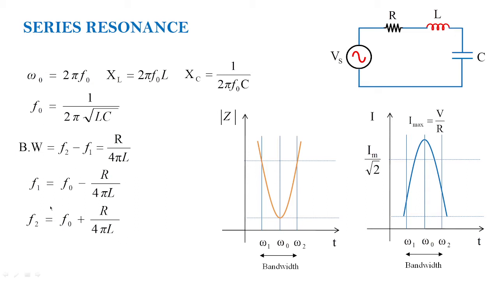With all these derivations, we determined the quality factor of the series resonant circuit, which is equal to 1 by R under root of L by C. These are the important formulas which we derived in our previous classes for the series resonating circuit. Now the same thing we need to find out for parallel circuits under resonance.